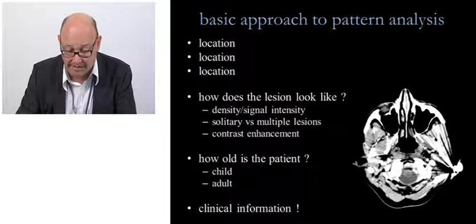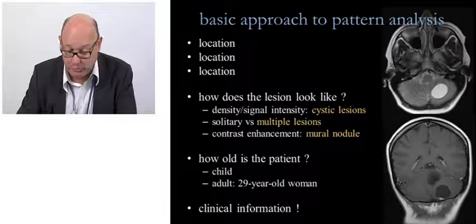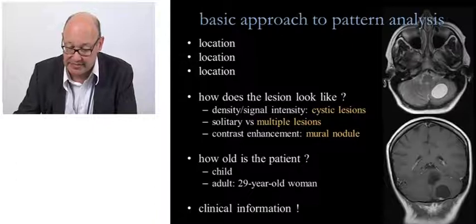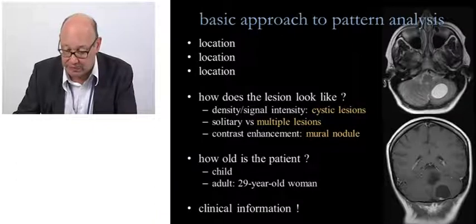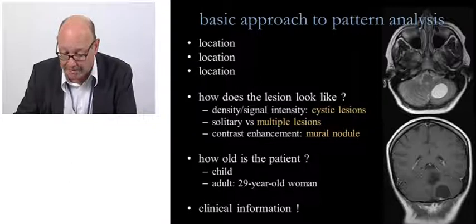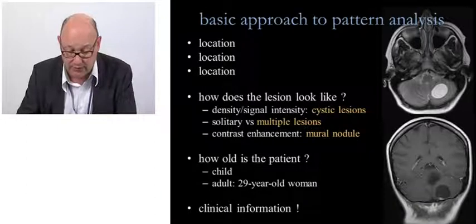We should ask ourselves, what's the age of the patient? Because this can help us in the differential diagnosis. Well, actually, it's a 29-year-old woman, so it's an adult. On MR, you see here the T2-weighted image, which confirms it's a cystic lesion. And here, after gadolinium injection, we see there is some small enhancement in the wall of this cystic structure. It is what is called a mural nodule. Well, with all this information together, we can come to a good differential diagnosis.